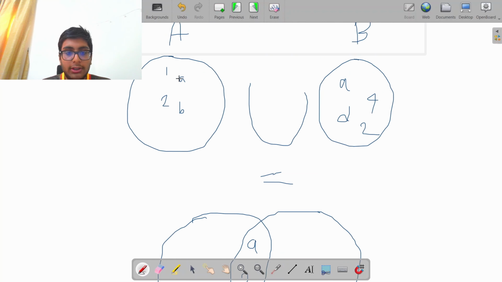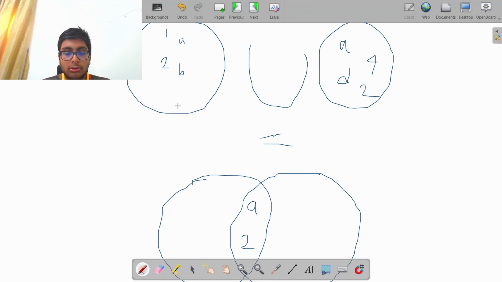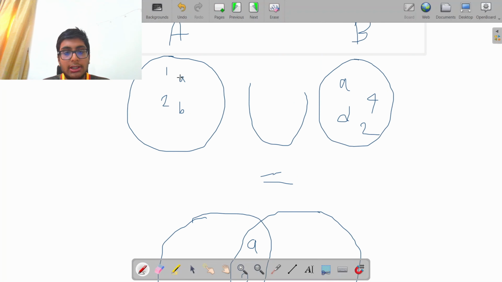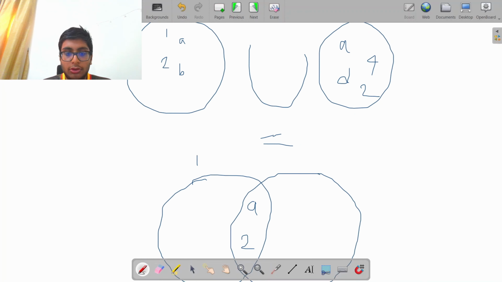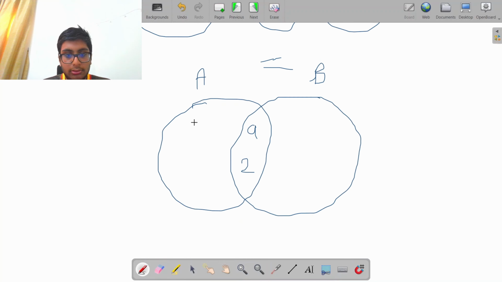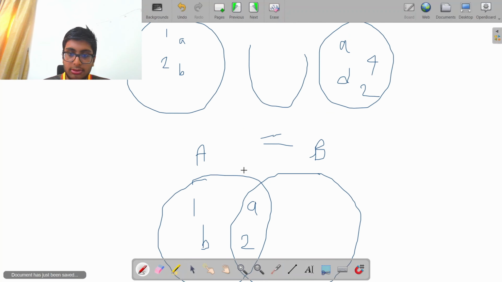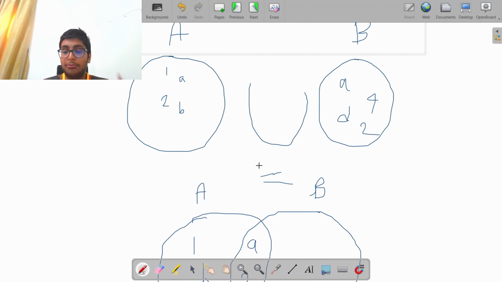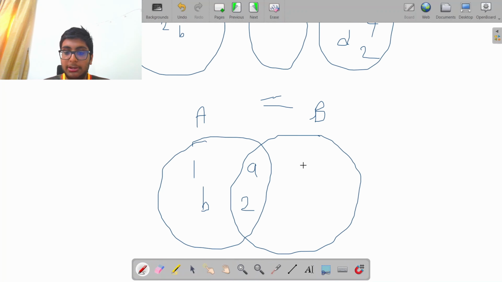But what do we do for the rest of the uncommon ones, like 1 and B? So 1 and B are information that are only unique to A set. So if this is A and this is B, whatever is common to A is kept with A. It's simple as that. They're not sharing and they're not caring for each other. And for B, it will just be 4 and D.